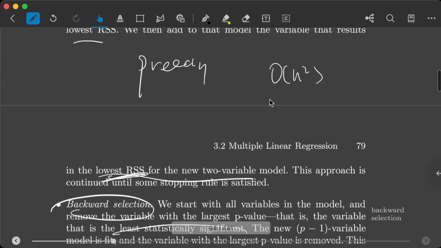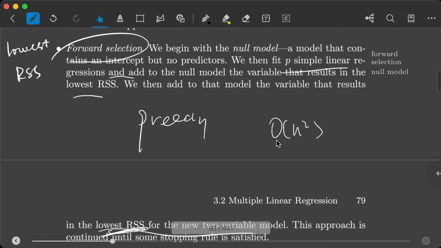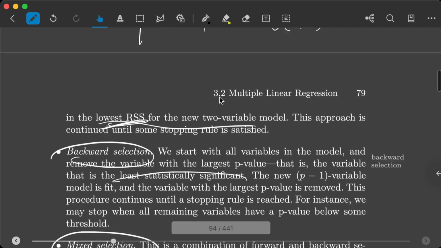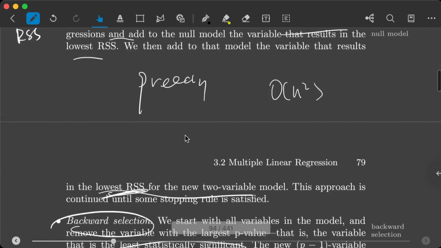And by continuing it, we can stop at some step. Maybe we have 8 predictors in total and go to the 5th step. When we have already selected 5, we find that including the 6th one would not decrease the RSS a lot. Then maybe we can stop at 5 steps. Okay, that's how the forward selection works.